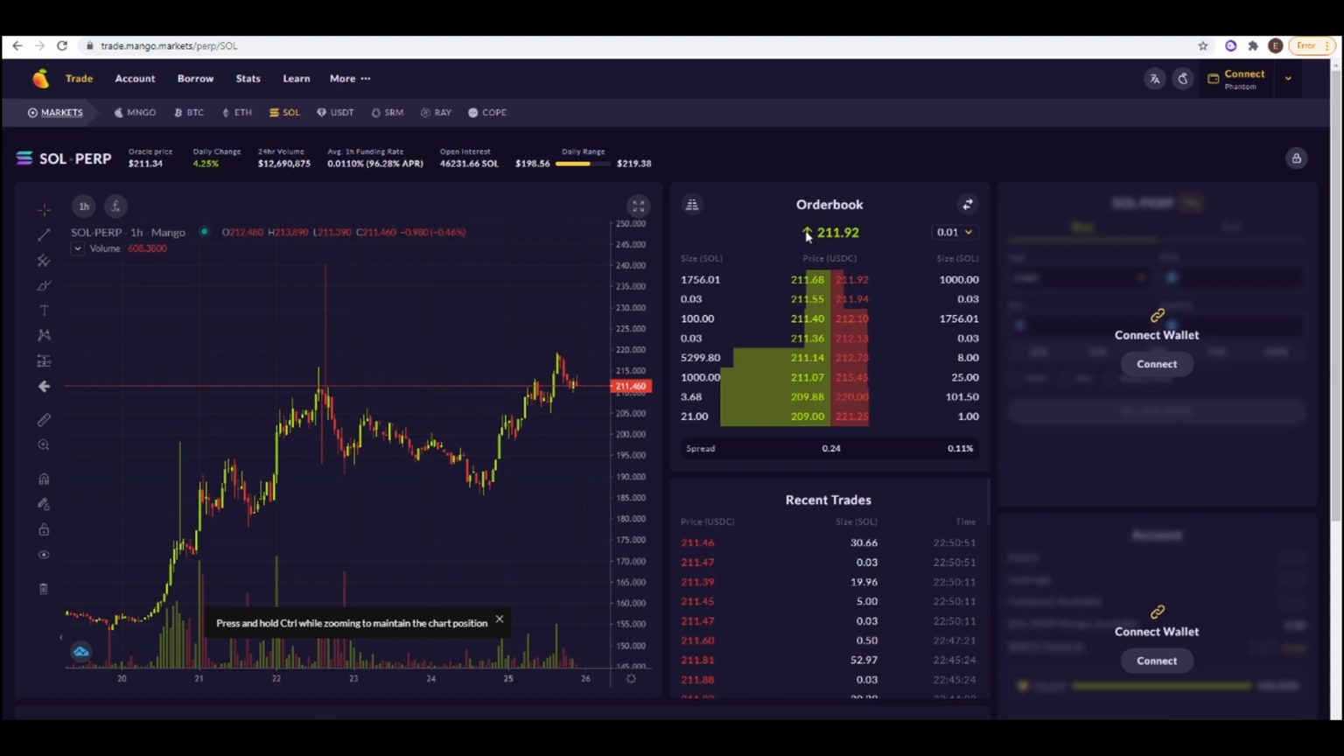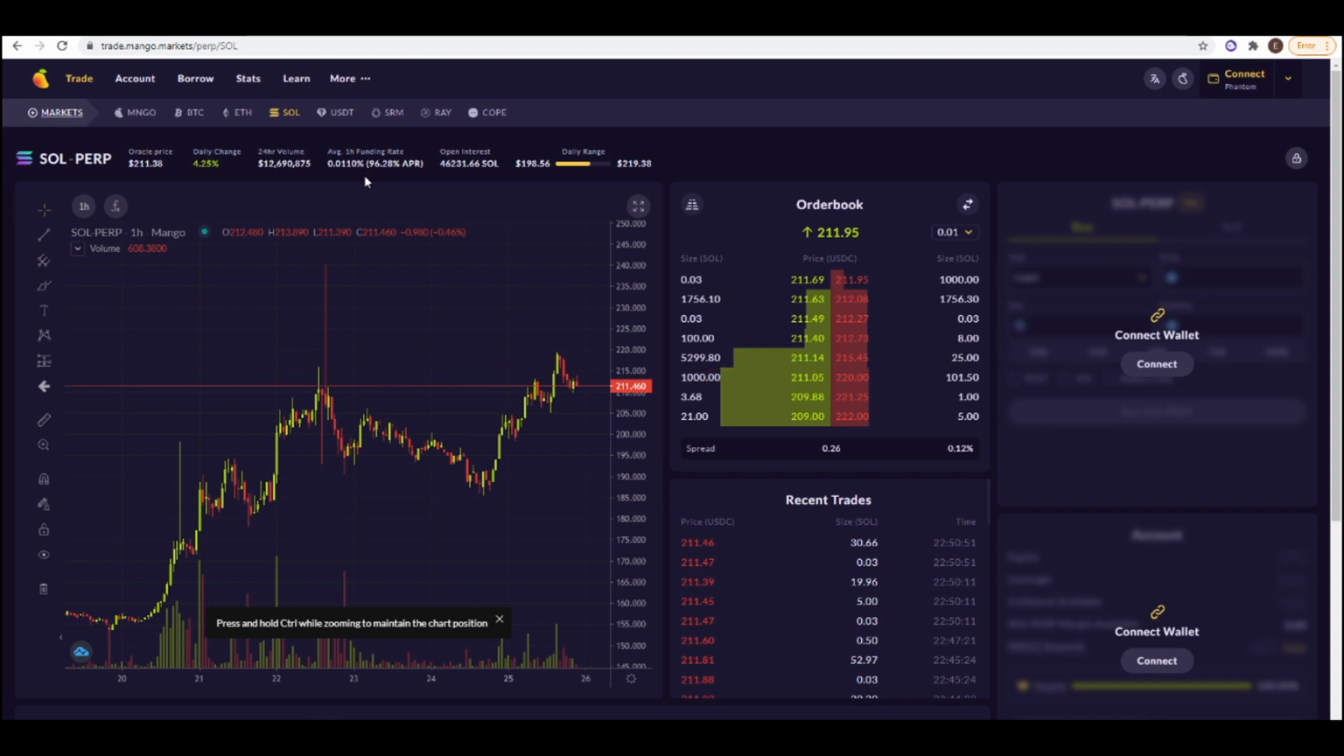But as you can see here, the Perp price is $211.92, whilst the Oracle price for spot Solana is $211.34. So in order to keep the Perp price in line with the spot price, you have what is known as a funding rate. Every hour, the people who are long the Solana perpetual futures must pay 0.011% of their position to people who are short the Solana perpetual futures.